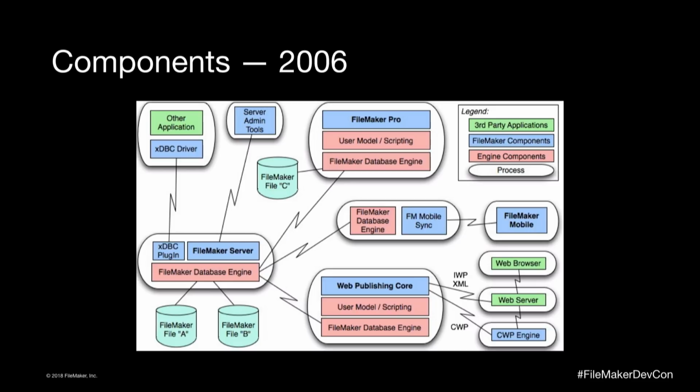The web publishing core back then was IWP. This is when we were still doing Web 1.0 technologies, before we moved to WebDirect, which uses the new modern techniques.